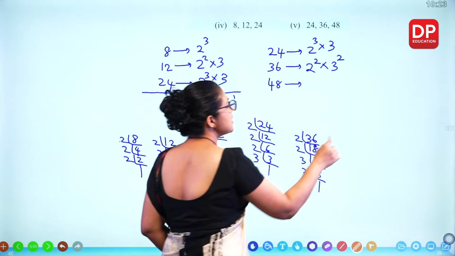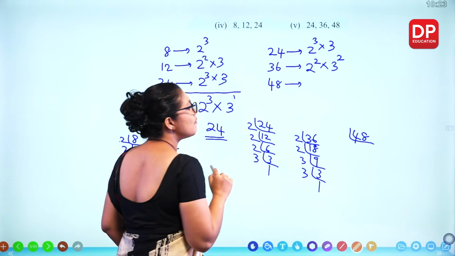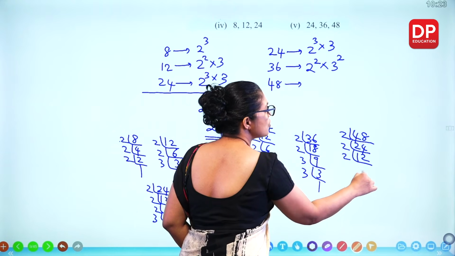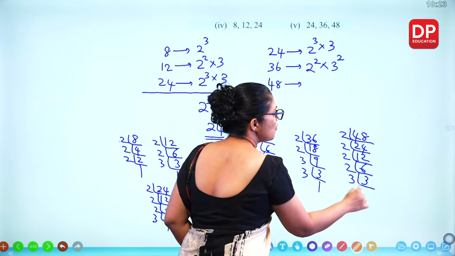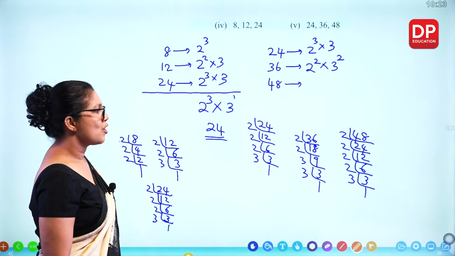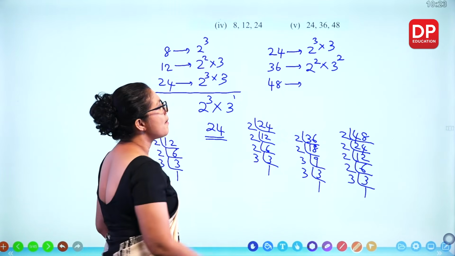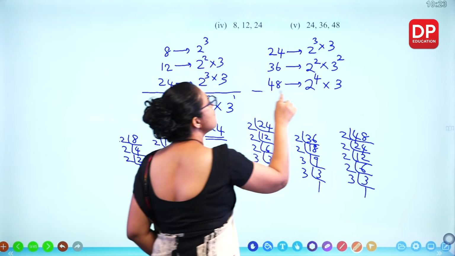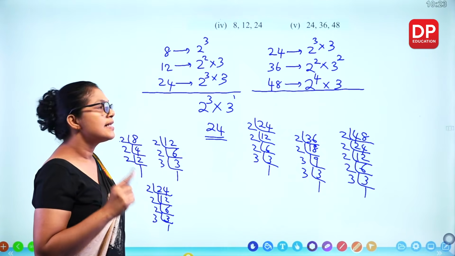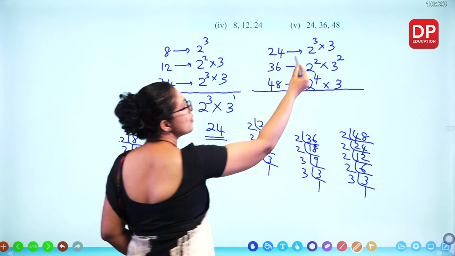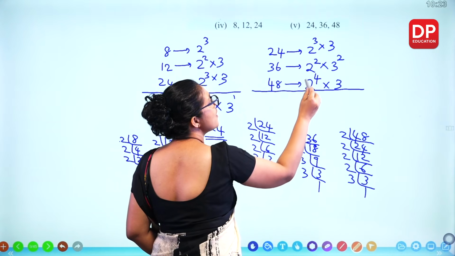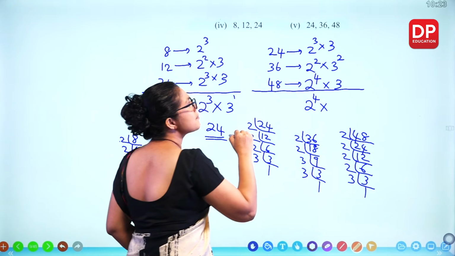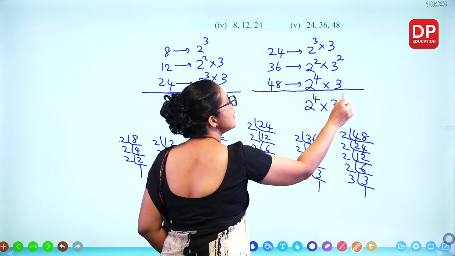So when you look at 48, what are the factors? Divide by 2, 2 again, 2 again, 2 again, and you finally divide by 3. So how many 2's are there? You get 4. 4 2's and 1 3. So how can we find the least common multiple? Take the highest power. When you look at the power of 2, 4 is the highest power. So you take 2 to the power 4. When you look at 3's, what's the highest power? 3 squared is the highest power.